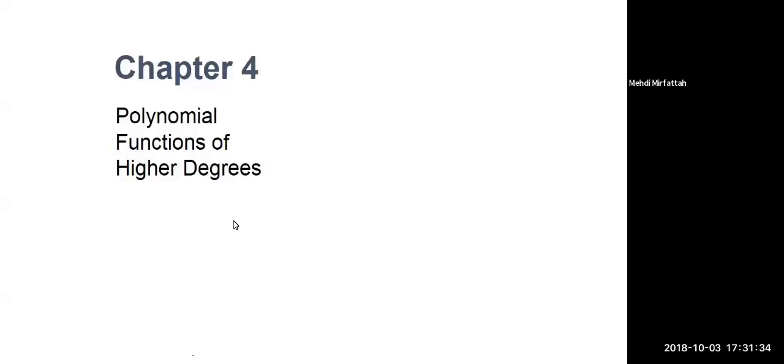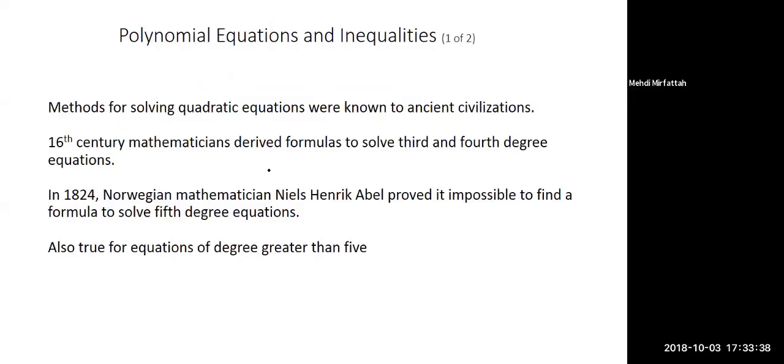All right, we're going to continue with our discussion for chapter 4, polynomial functions of higher degrees. We're going to look at section 4.4, polynomial equations, inequalities, applications, and models. Polynomial equations and inequalities. The methods for solving quadratic equations were known to ancient civilizations.